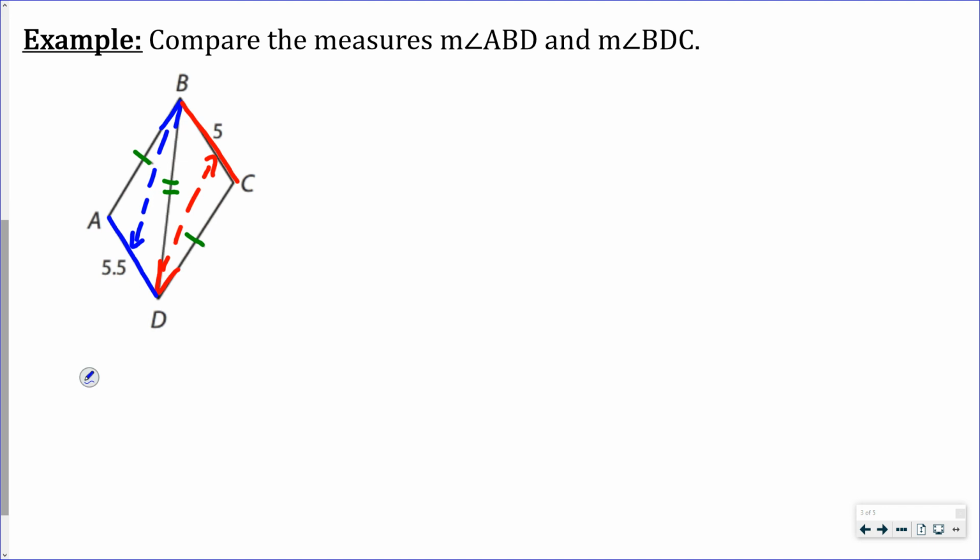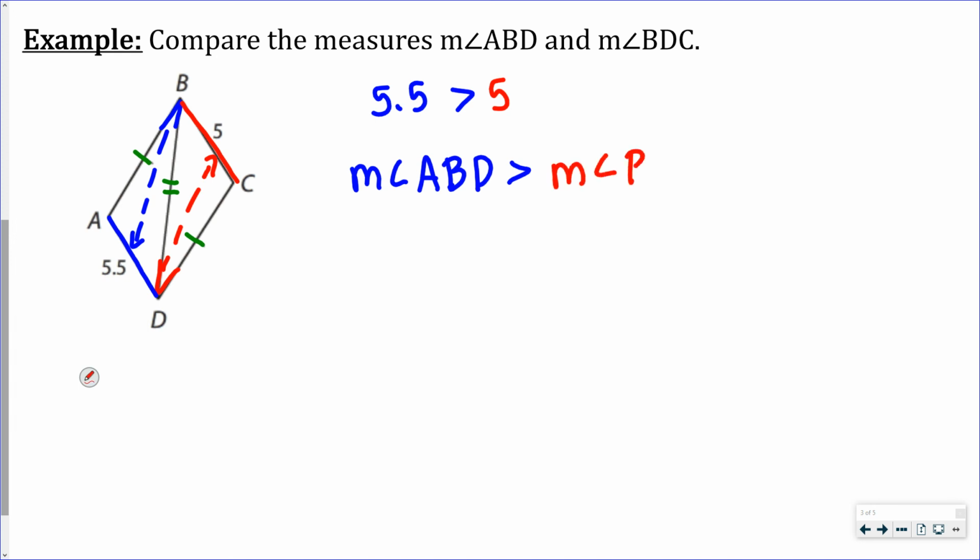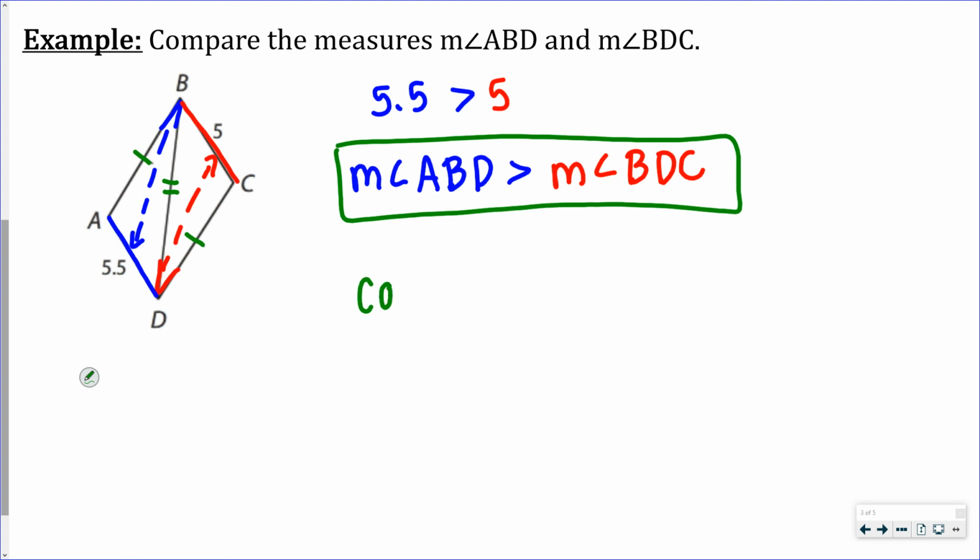Of those two sides, which one is larger? AD, yep. I think you said 8. I was like, I don't see any 8. 5.5 is greater than 5. Yep, AD is greater. So, which angle is going to be greater? ABD is going to be a larger angle than the one across from the smaller side, BDC. And that is the converse of the hinge theorem.